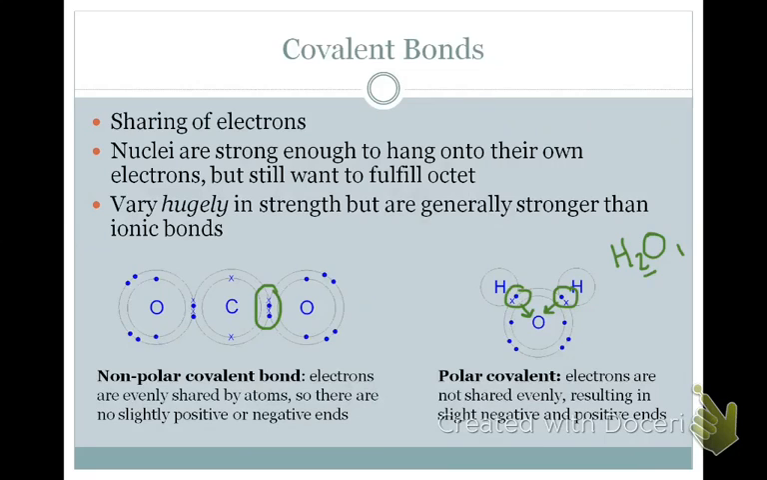And what will happen is, because you get a crowding of electrons around the oxygen, you're going to get a slight, this is the symbol for slight, negative charge on this end, and by default, because the electrons are moving away from this end, you get a slight positive charge over here. And this is a polar covalent bond.